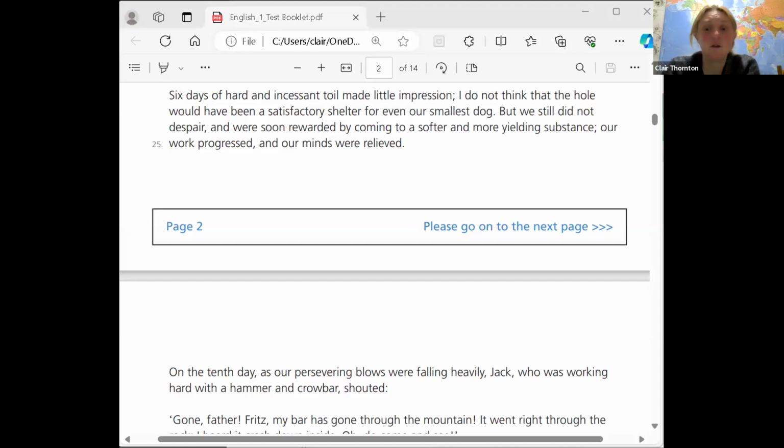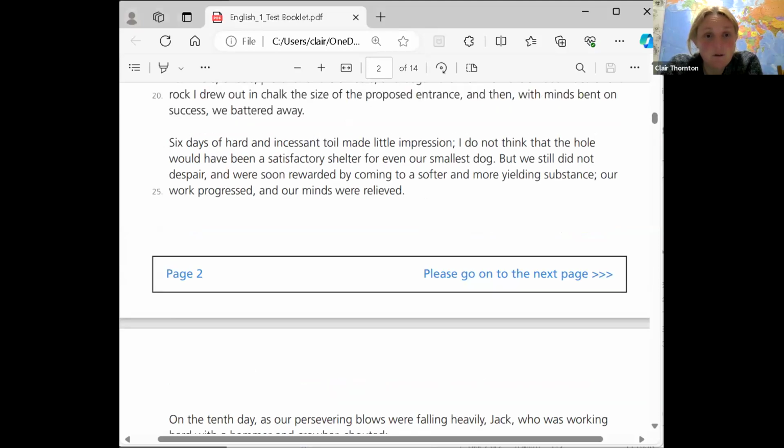They had learned from experience, so it hadn't been a complete waste of time. That's not really it either, is it? I think the fact that they're relieved must be because they've begun to make progress. 6 days of hard and incessant toil made little impression, but we still did not despair and were soon rewarded by coming to a softer and more yielding substance. Our work progressed. And therefore that one obviously has to be they've finally begun to make progress, B. It doesn't say that they'd finally begun to make progress. It says the work progressed, but that's not necessarily why they're feeling relieved. You've got to infer that from the text.